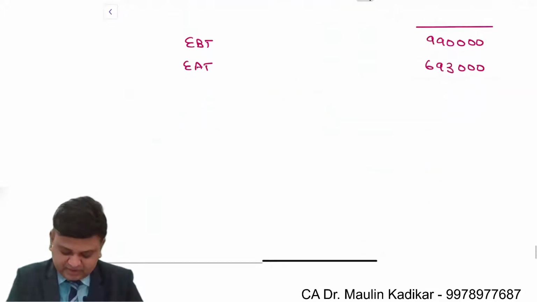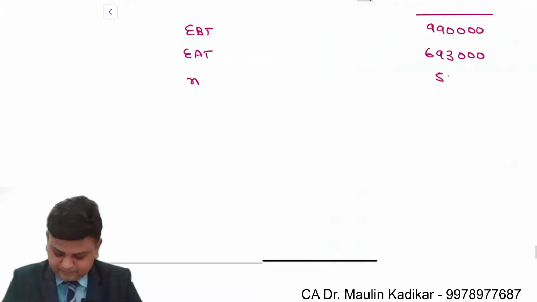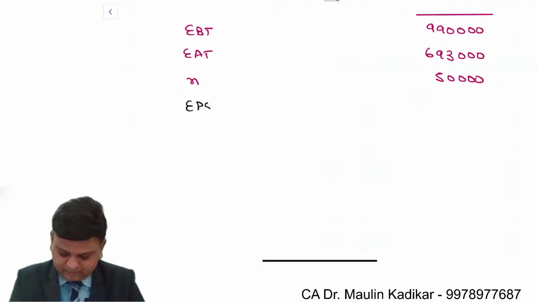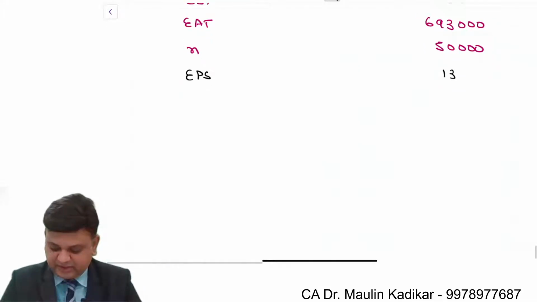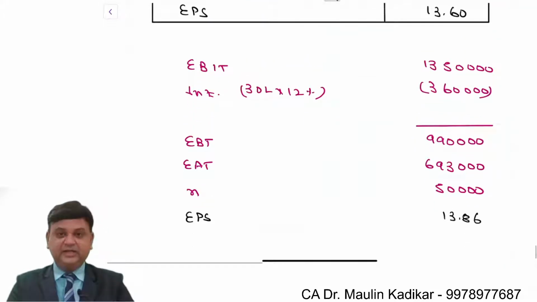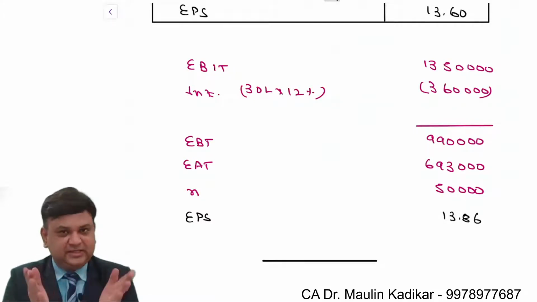Then we understand the number of equity shares is 50,000. Then earning per share is 693 upon 50,000. So it is 13.86. You may have a query like this: sir, can we answer the earning per share in this way? Then, replying to that question, yes.